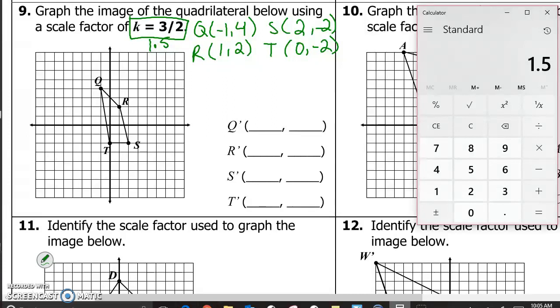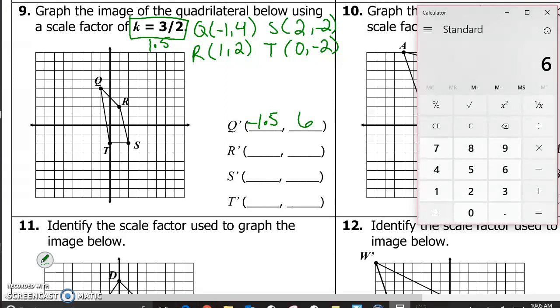or by 3/2. I'm going to do the easy way, and on the calculator, I'm going to do each coordinate and multiply it by 1.5. So 1.5 times negative 1, 1.5. That was silly to type on the calculator, by the way. 4 times 1.5 is 6. And then go ahead and do the rest now, multiplying by the scale factor of 1.5.